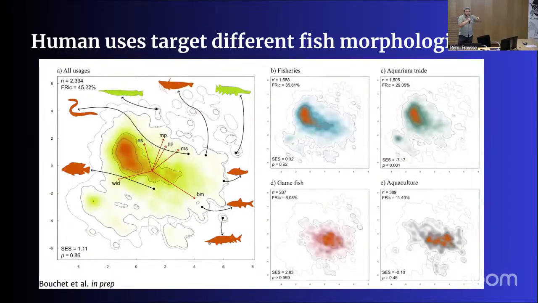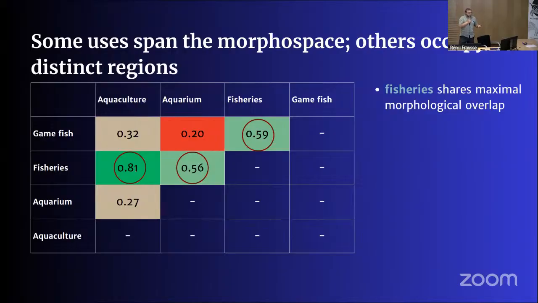And now for each different use, we see that there are strong differences between the different uses. For example, fisheries will target the entire morphospace, and game fish will focus on some specific area of the morphospace. So some uses span the morphospace and others occupy distinct regions. Fisheries share maximal morphological overlap with the other uses. For example, 81% of the morphological space associated with aquaculture species overlaps with the fisheries morphospace.